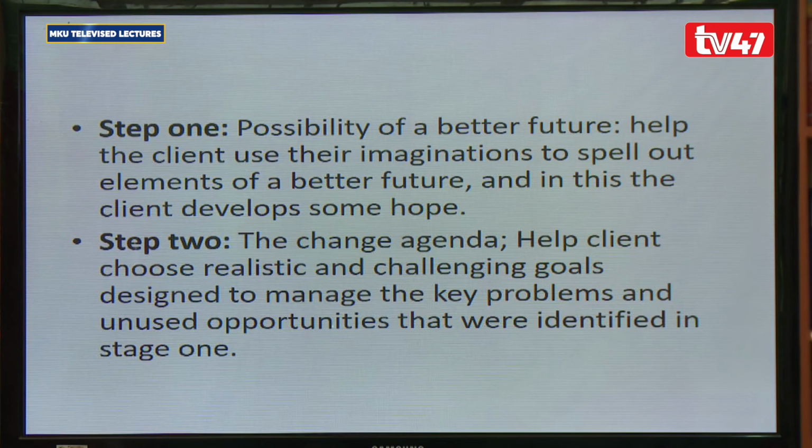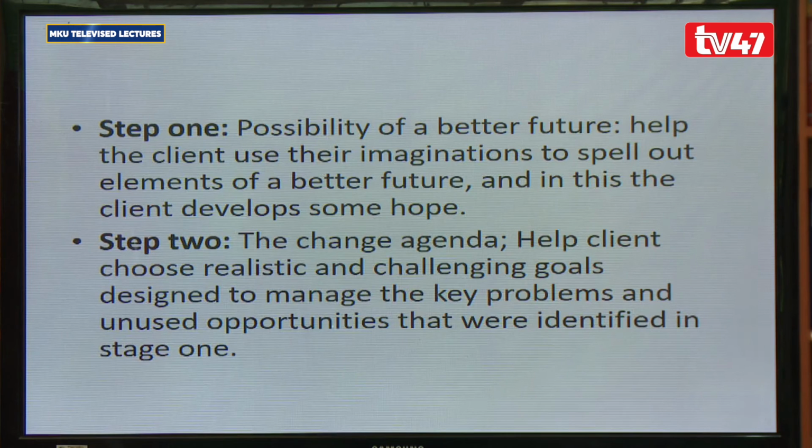And so in this process, in the first step, the client should be helped to look at the possibility of a better future, to use their own imaginations to spell out elements of a better future, and in this the client develops some hope.